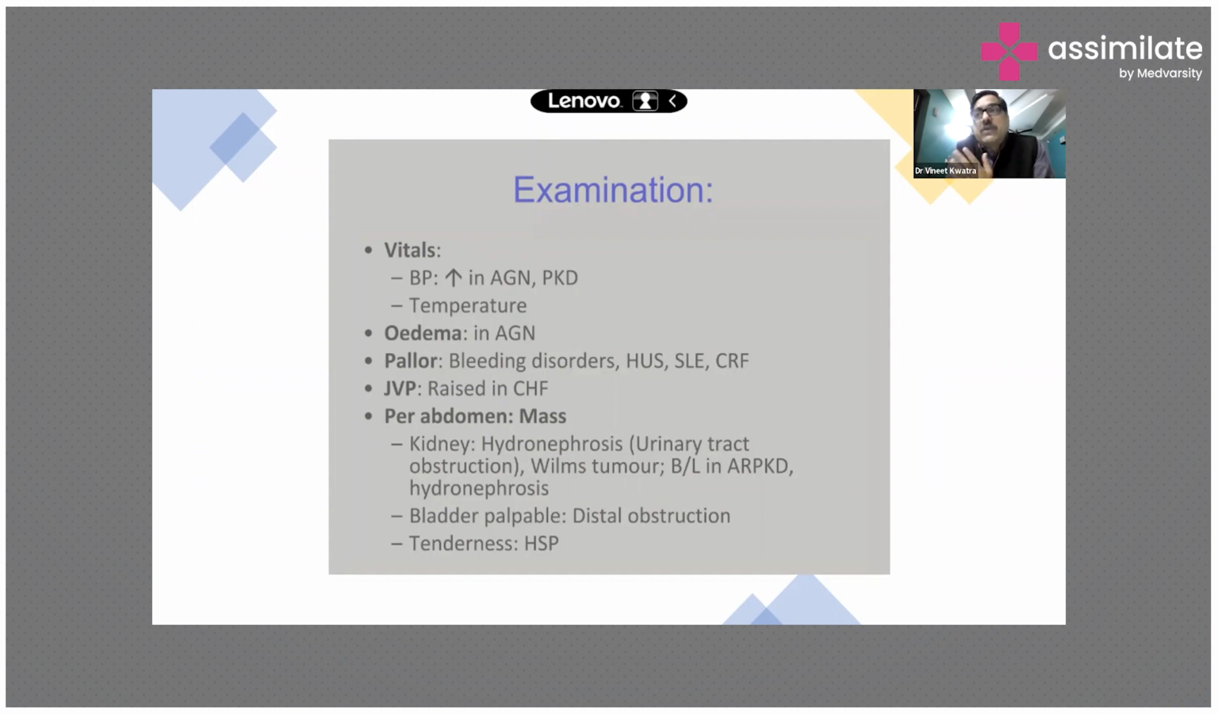And obviously, when you do the abdominal examination, look for any mass to rule out Wilms tumor or any other abdominal mass where you suspect it may lead to hematuria. So you should check the abdomen, the bladder, and whether tenderness is there or not. That examination you will check.